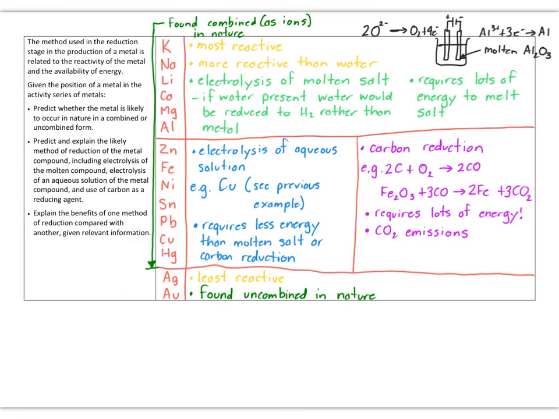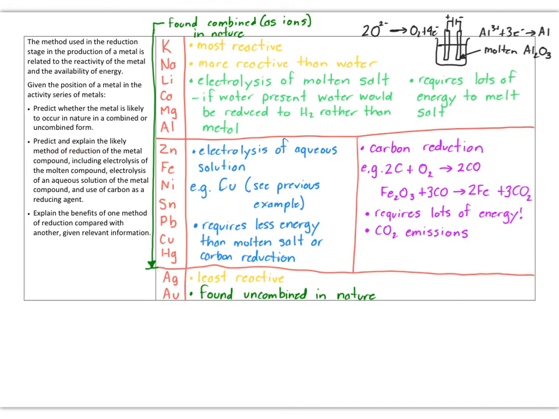So hopefully we've covered all the key points here, given the position of metals in an activity series of metals. As I said, you'd be given that. Predict whether the metal is likely to occur in nature in a combined or uncombined form. So all of these more reactive ones will be combined because over time they would have been oxidised, lost their electrons, combined with negatively charged ions, except for silver and gold at the bottom.